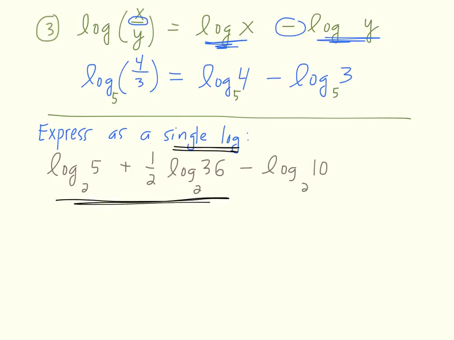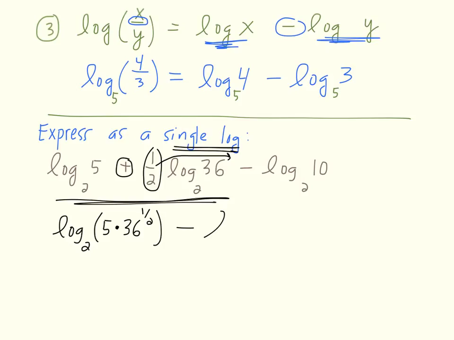If we look at the first two terms here, we can see that we have a log base 2 that is common, and we have this 5. Now we see a plus sign. We know that's going to turn into a multiplication symbol. Now this 1/2 here in front, if we work backwards, we can throw that up here as the power of 36. So what we really have here is 36 raised to the 1/2 power. And then we have minus log base 2 of 10.